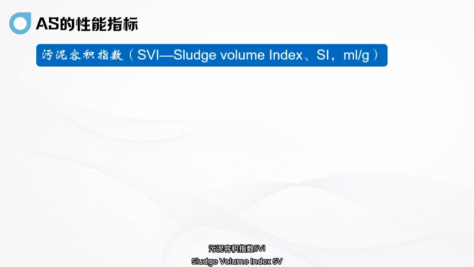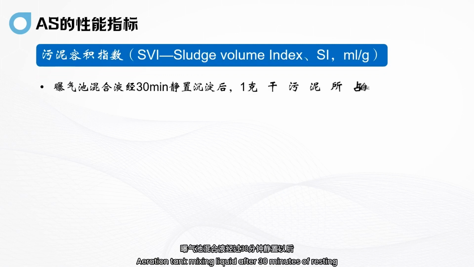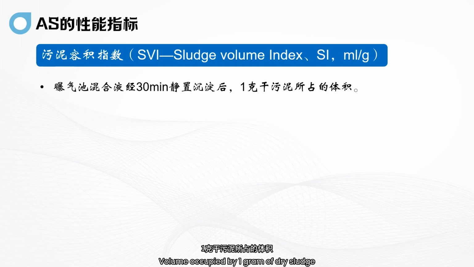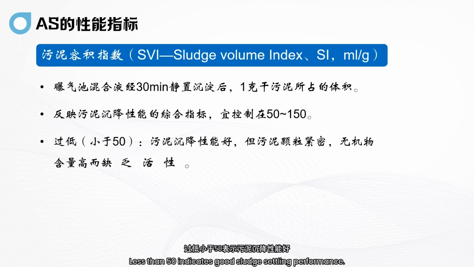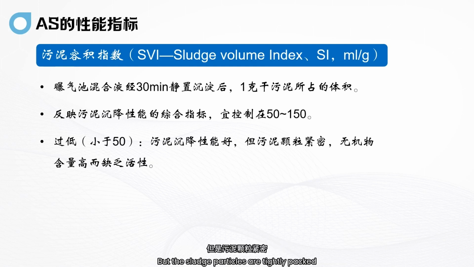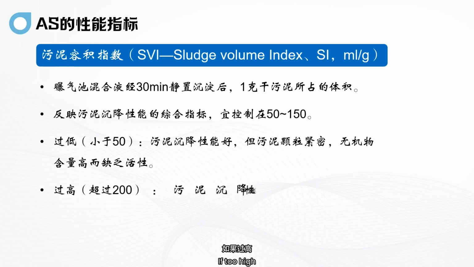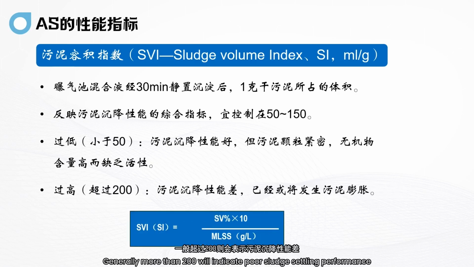The sludge volume index, SVI, is the volume occupied by 1 gram of dry sludge after the aeration tank mixed liquor has rested for 30 minutes. It reflects a combination of sludge settling properties. It is controlled between 50 and 150. Less than 50 indicates good sludge settling performance, but the sludge particles are tightly packed, with excessive inorganic content and low activity. If too high, generally more than 200, it indicates poor sludge settling performance, and sludge bulking has occurred or is about to occur.